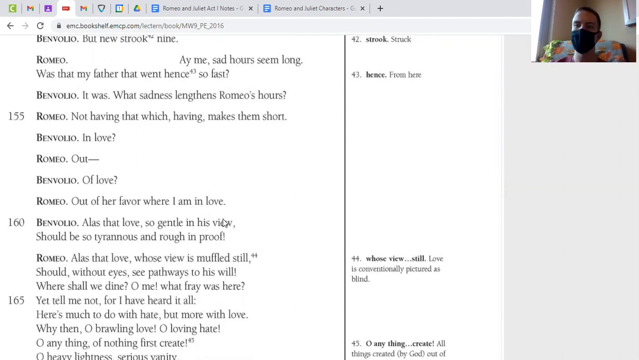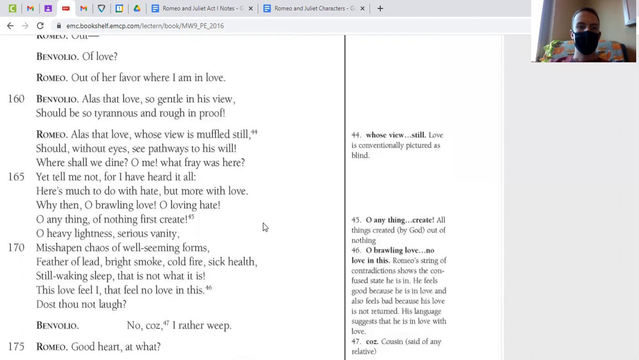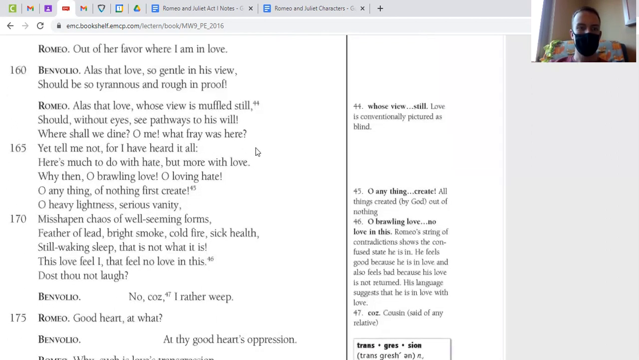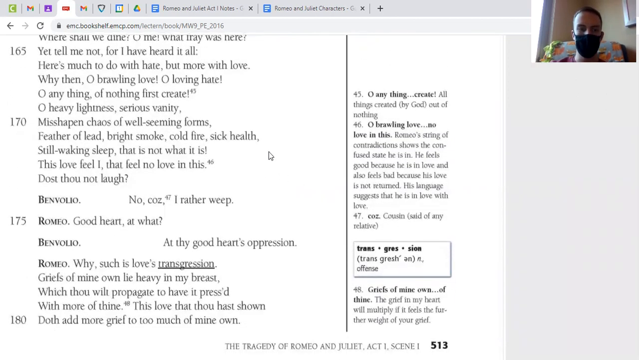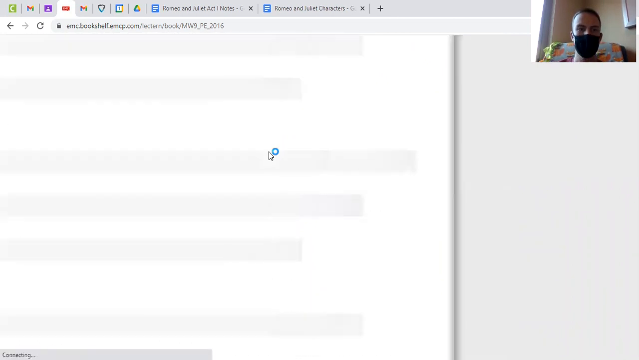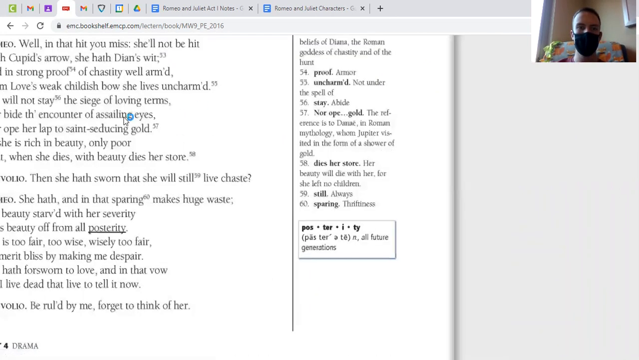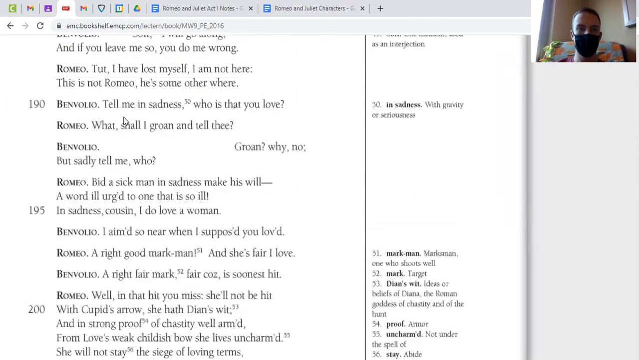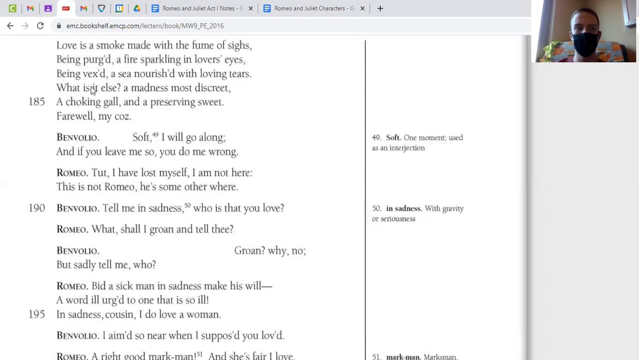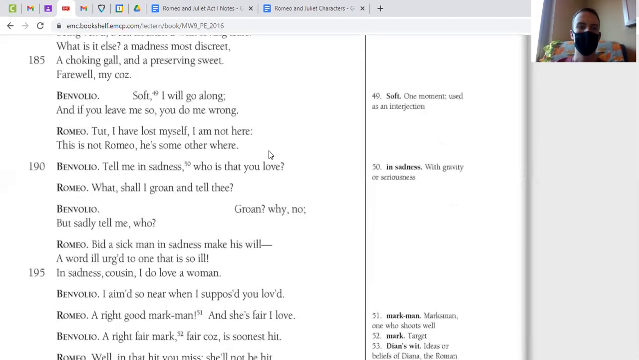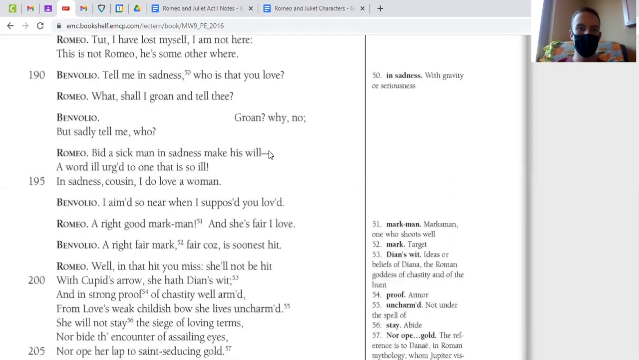All right, so this is more of this wordplay stuff. They're going back and forth a little bit here. Romeo talks about how he's in love with somebody that does not love him back. They're just going back and forth. Romeo is talking about love. He says it's a madness, a choking gall, preserving sweet. Romeo is talking about how sad love is.